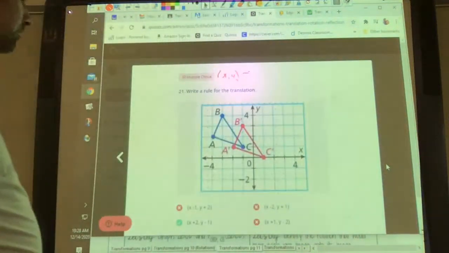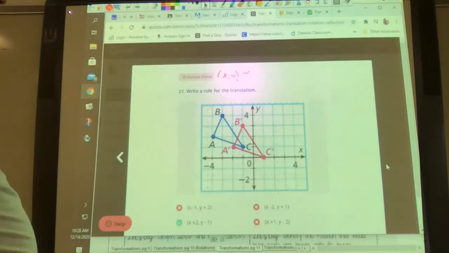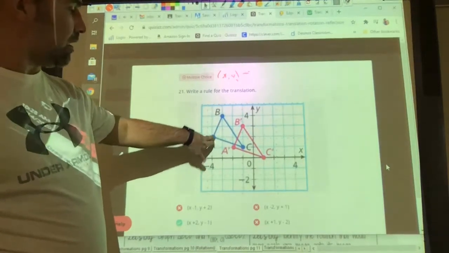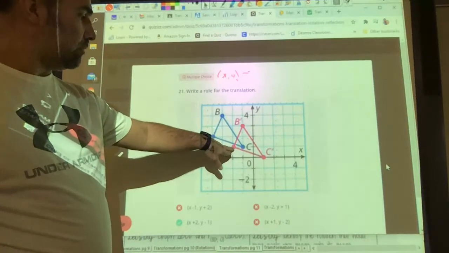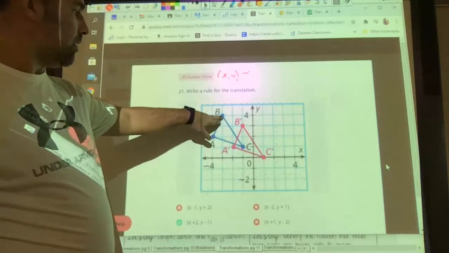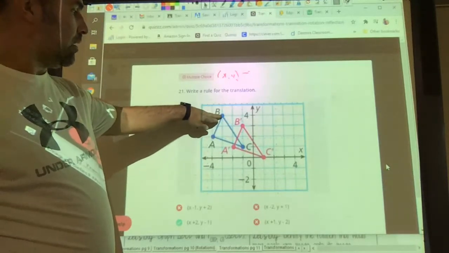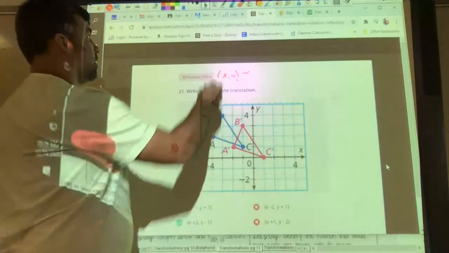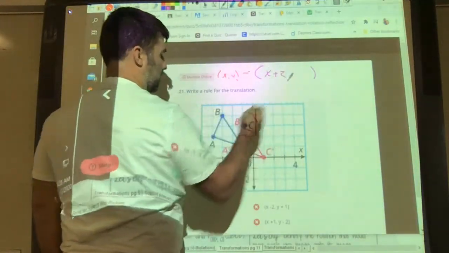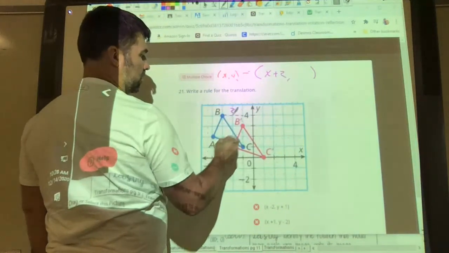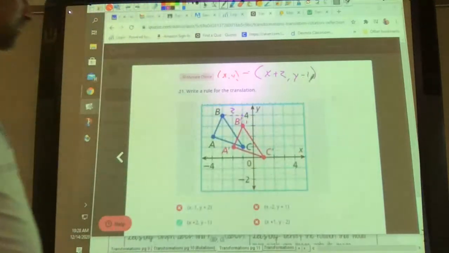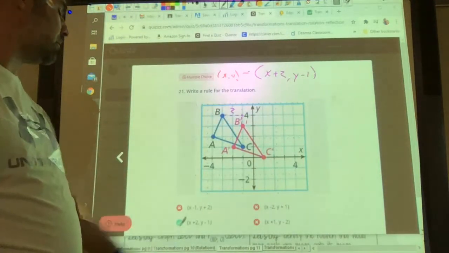All right, last one. Again, the big thing here, make sure you're going from pre-image, which in this case is the blue, that's the regular ABC, to the pink, red, whatever you want to call it, A prime, B prime, C prime. So I'm going, let's go from B to B prime. I'm going right 2. All right, right 2 is saying x plus 2. So I'm going right 2, and I'm going down 1. So down 1 would mean y minus 1. All right, there's your answer there.